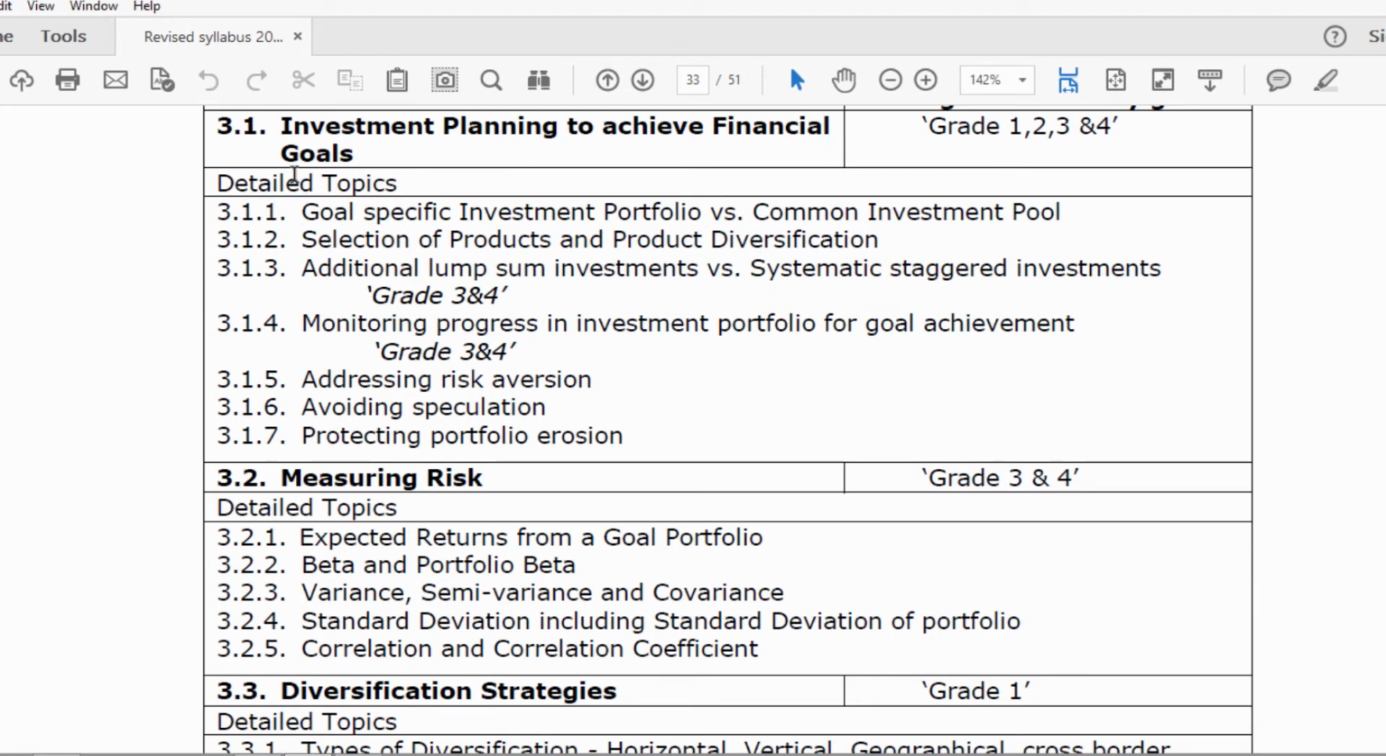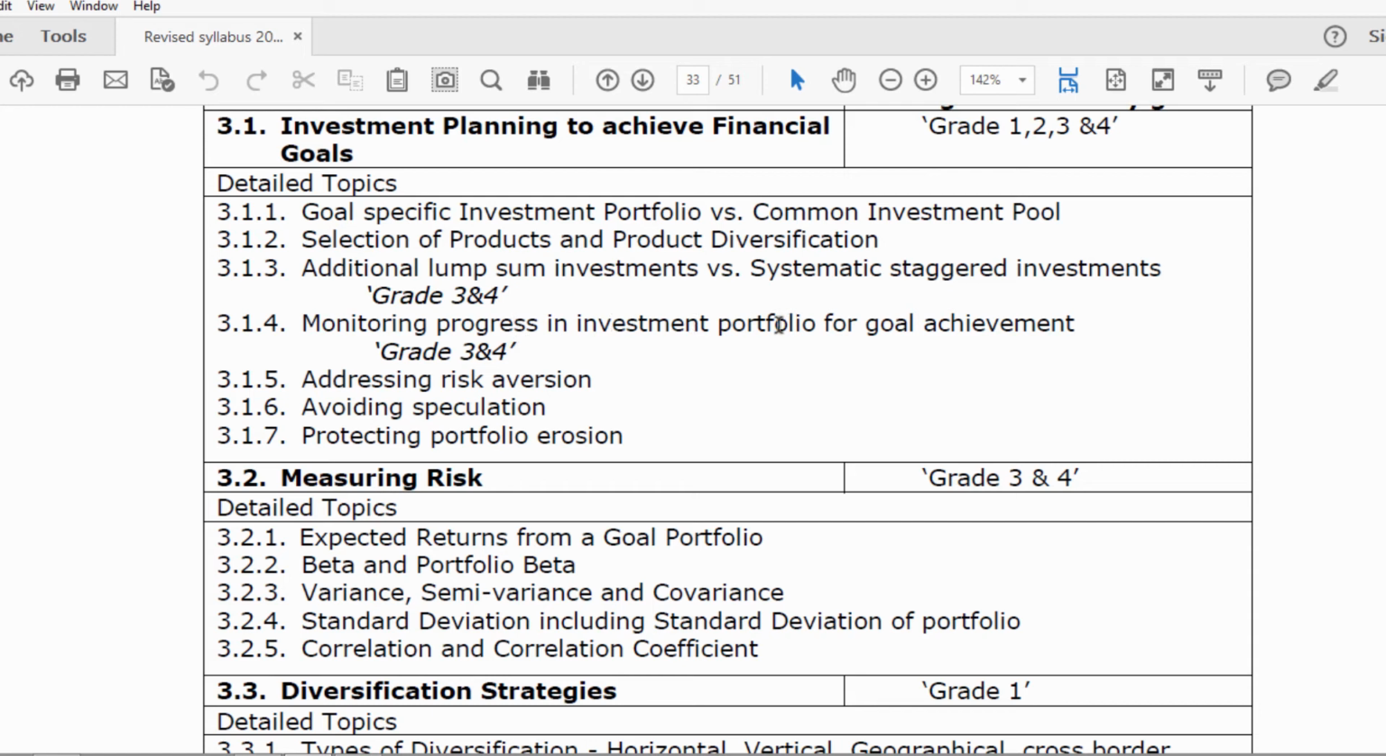So, investment planning to achieve financial goals. Goal specific investment portfolio versus common investment pool, selection of product and product diversification. See, these are not the topics from which you are going to have straight questions, but yes, you can have 1 or 2 marker application based or straight questions from the theory angle, but not numericals. Additional lump sum investment versus systematic staggered investment. This is where I am going to guide you through FPSB sample papers in coming videos, and highlight what this category of questions is.